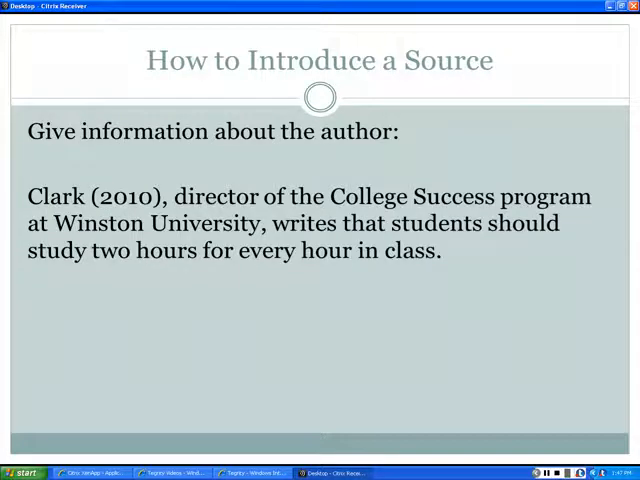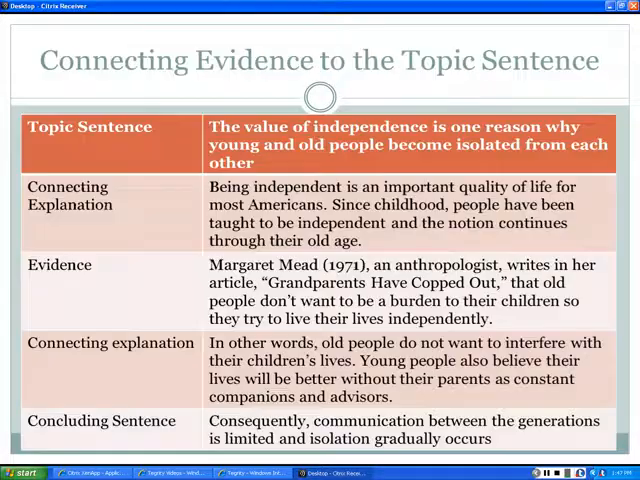Sometimes, if the author is an important person and you want to highlight who they are or why they're an expert, you might decide to include some information about them. So here we have Clark, director of the College Success Program at Winston University, writes that students should study 2 hours for every hour in class. This is great, especially for expert evidence, when you really want to focus on why that person is important.